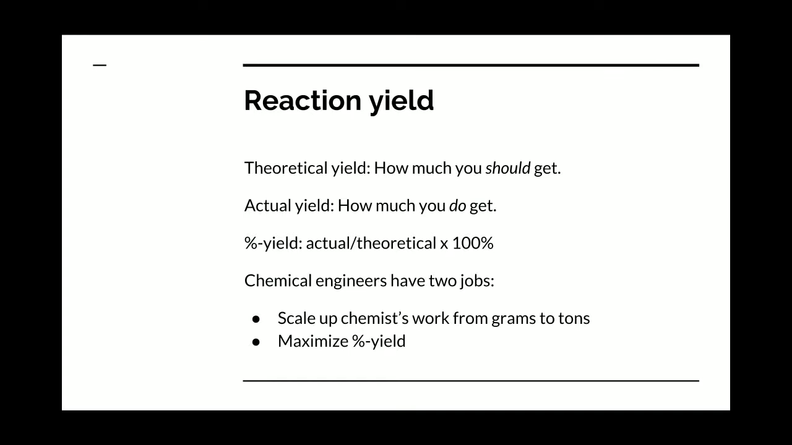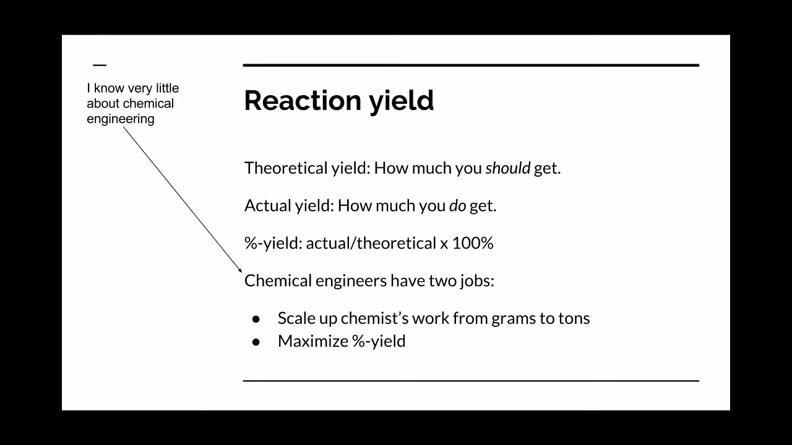We have two different quantities here. The theoretical yield is how much product you should get. The actual yield is how much you do get. And the percent yield is just the percentage between the two. Just actual over theoretical times 100%. And the job of a chemical engineer is to scale up the chemist's work to get from grams to tons and to maximize percent yield.